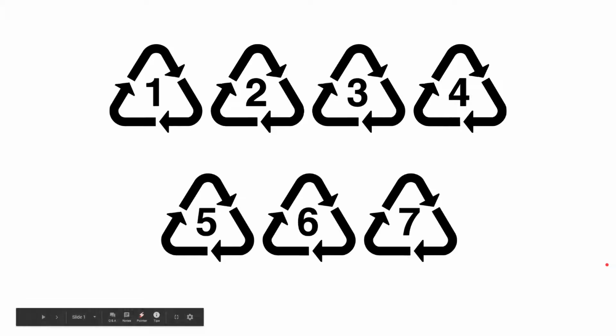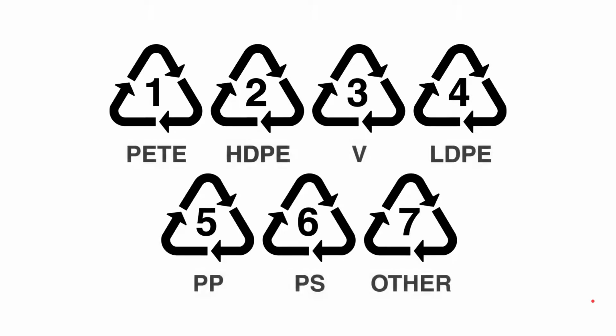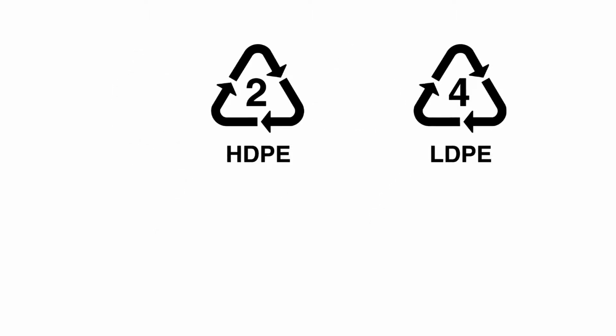I'm sure somewhere in your household you can find a symbol on a variety of plastic items. But what do they mean? Well, each number corresponds to a specific type of plastic and is used to sort the plastics for recycling or waste. But the two plastics we'll be concentrating on are HDPE and LDPE.